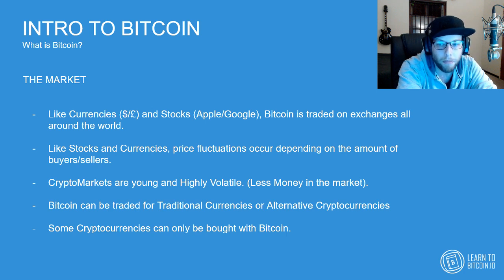And yeah, Bitcoin can be traded for traditional currencies or alternative cryptocurrencies. So if you're in England, you can trade Bitcoins for pounds. If you're in America, you can trade Bitcoin for dollars. If you're in South Africa, where I am, you can trade Bitcoin for rands. But you can also buy other cryptocurrency assets with Bitcoin.